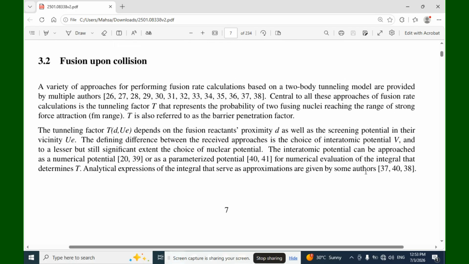The next section is 3.2 Fusion as a collision. A variety of approaches for performing fusion rate calculations based on the two-body tunneling model are provided by multiple authors. Reference 26, 7, 8, 29, 30, 31, 32, 33, 34, 35, 36, 37, 38. Central to all these approaches of fusion rate calculations is tunneling factor T that represents the probability of two fusing nuclei reaching the range of strong force attraction (FM range). T is also referred to as the barrier penetration factor.